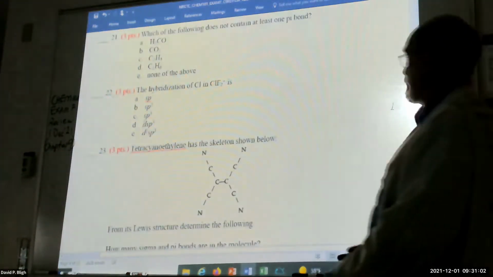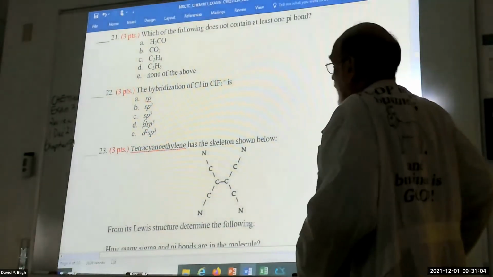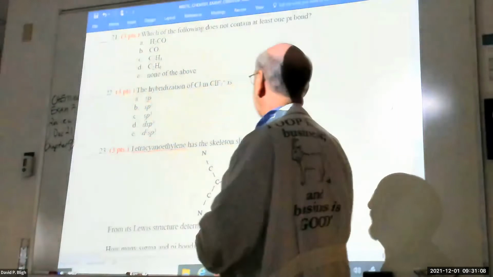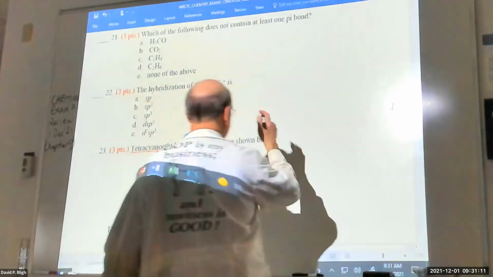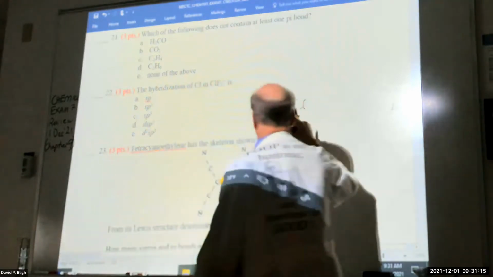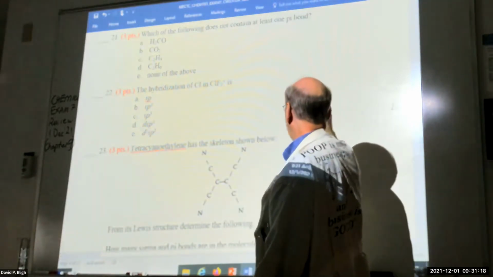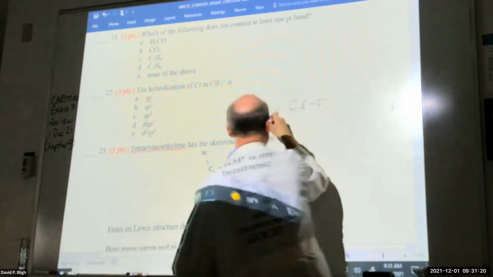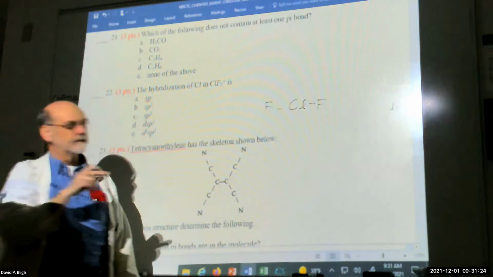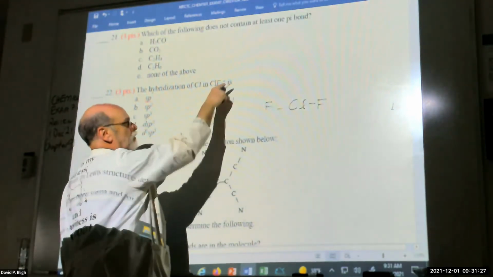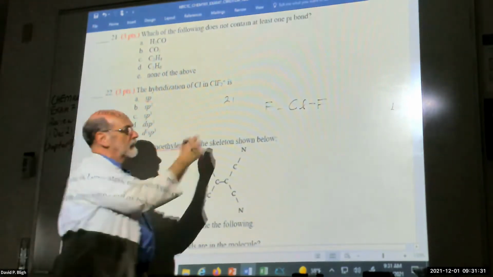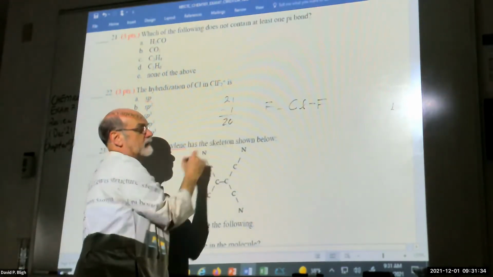There we go. Hybridization of, okay, so we're going to backtrack a little bit. Hybridization of chlorine in ClF2 plus. So we have Cl as our central atom, and then we have an F on either side. Normally we would have 3 times 7 is 21 electrons. But we've got a plus charge, which means we lost one, so we only have 20 electrons.